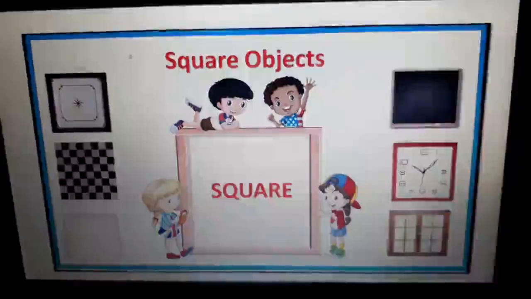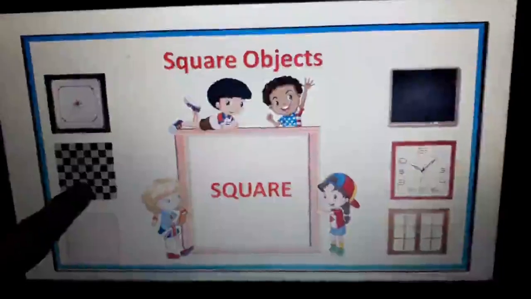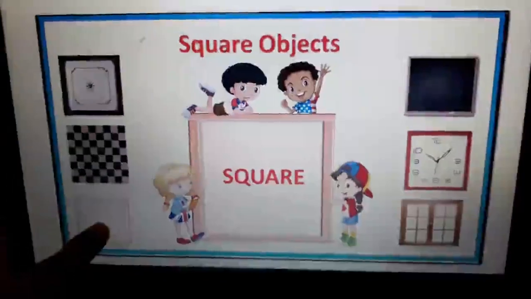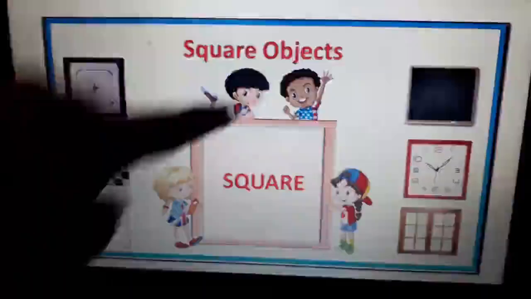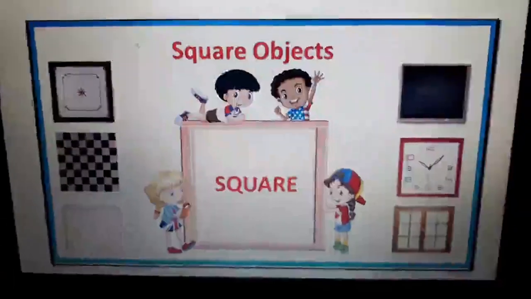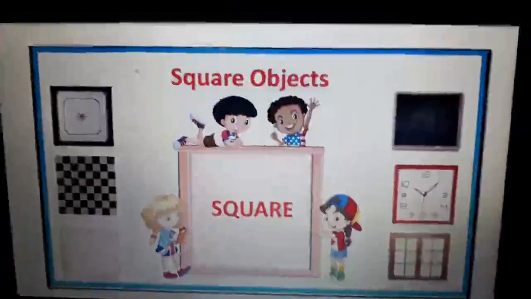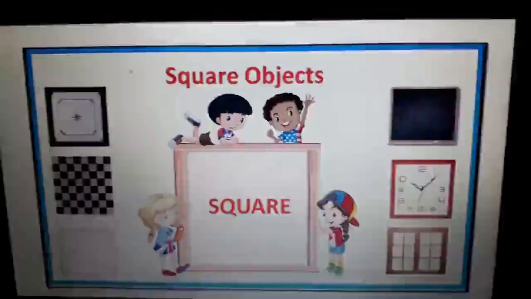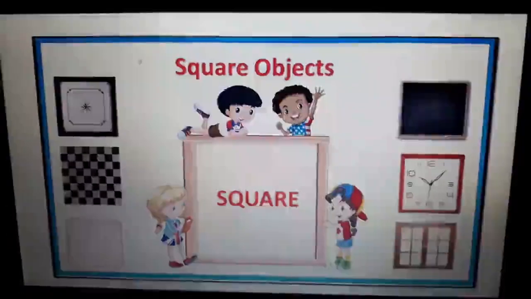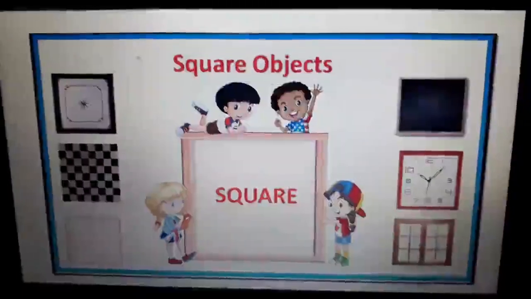Clear? Then again I told you games like carom board, chess. Then your bread slice is again square in shape. Somewhere we have blackboards square in shape. Clock and window we have seen, they are square in shape, isn't it? Wall clocks I'm talking about. Sometimes even the wristwatch जो हम हाथ में पहनते हैं उनका डायल भी स्क्वायर होता है.